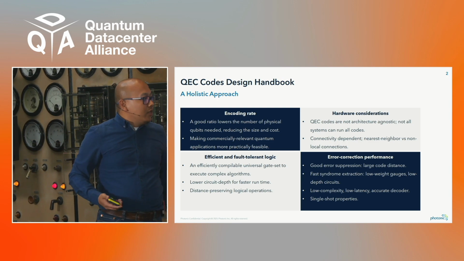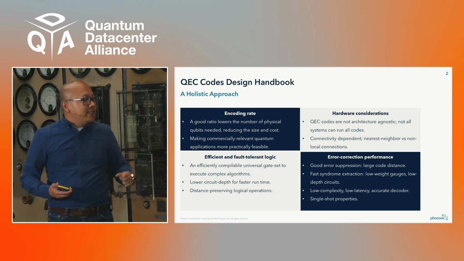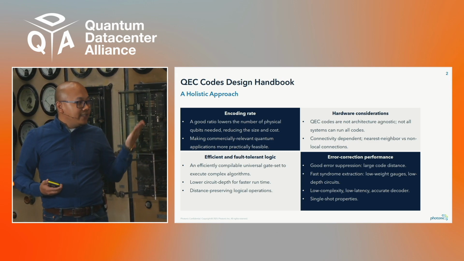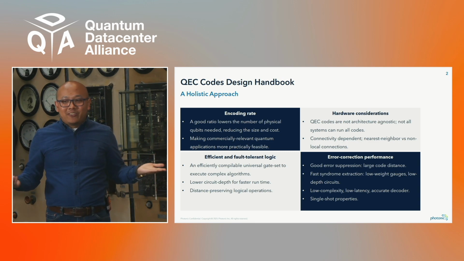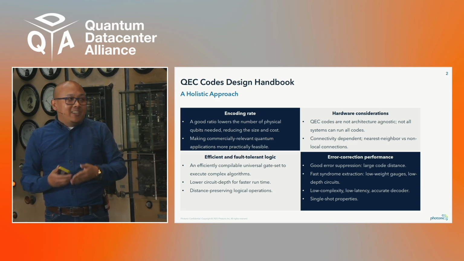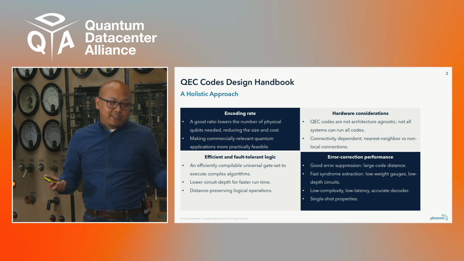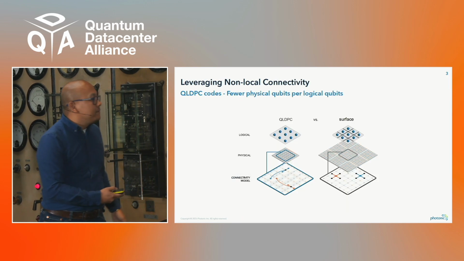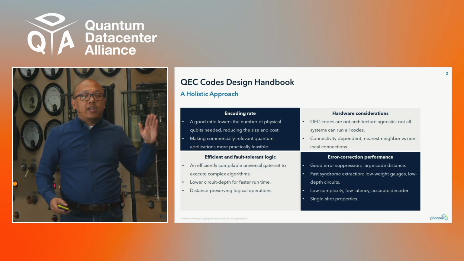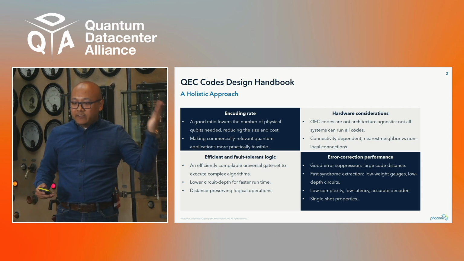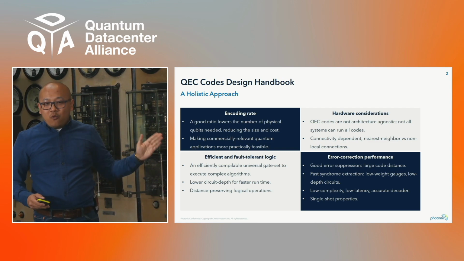At the same time, you want good error suppression, which manifests as a good, large distance, fast syndrome extraction, low complexity, low latency, and an accurate decoder. I can have good codes, but they are useless if I cannot decode. If I have a good code, it is useless if my code needs a maximum likelihood decoder, which is not scalable. So we at Photonic in the fault tolerance team try to design our codes with these four things in mind. Let's see if we can satisfy these four requirements at the same time.